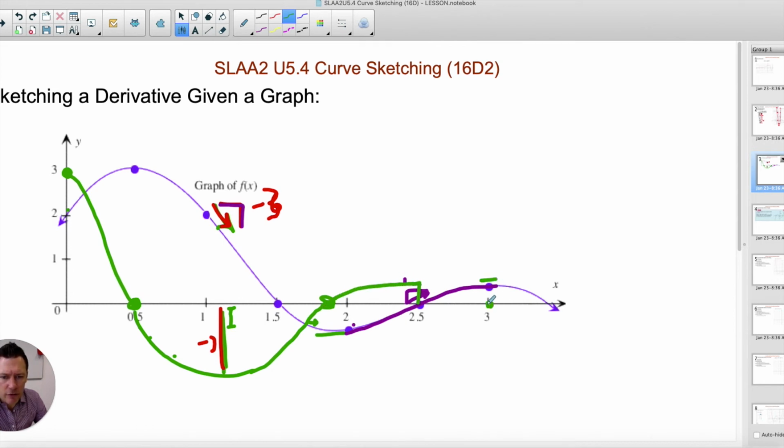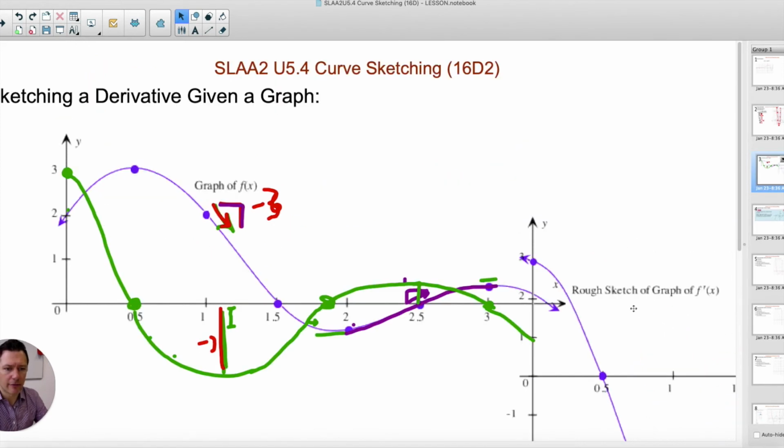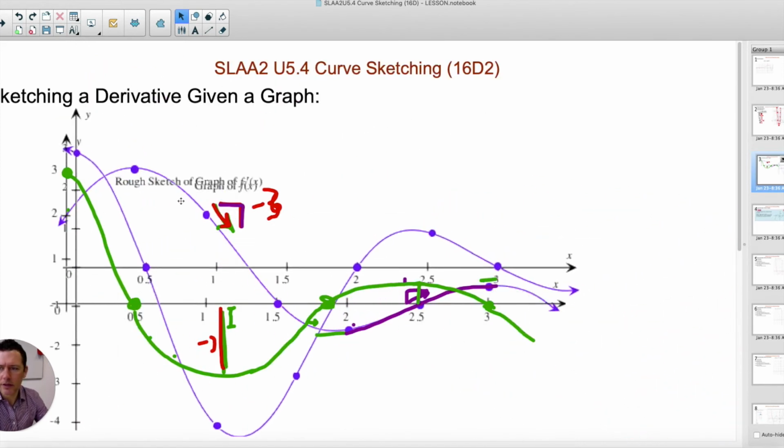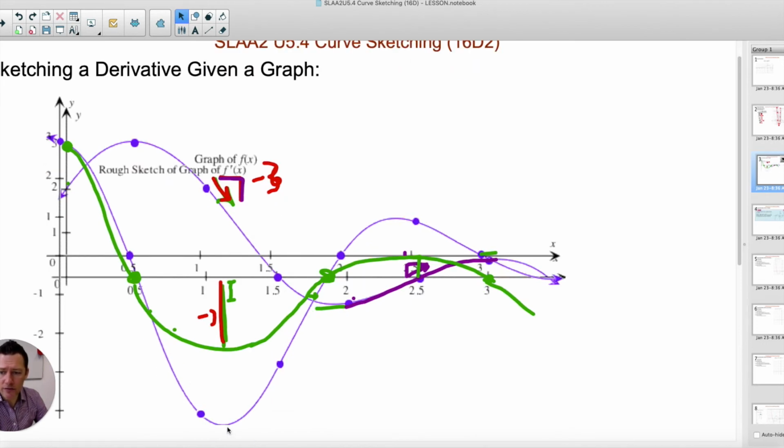Here the slope's 0 again, so it comes down and touches. And then after, the slope goes negative, and we don't care anymore. Cool. Now, this is the actual graph of the derivative. Ta-da!